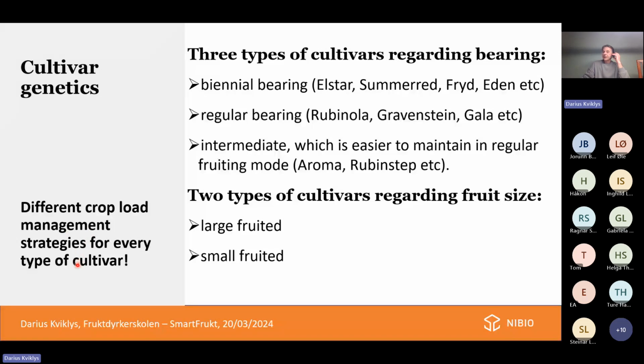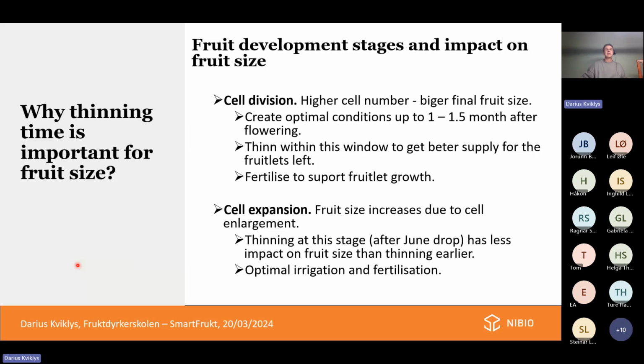And for all these types, regarding bearing and regarding fruit size, we have to develop different crop load management strategies. And this is the main task. So the first thing I would like to talk about is thinning time. Why is thinning time important for fruit size?